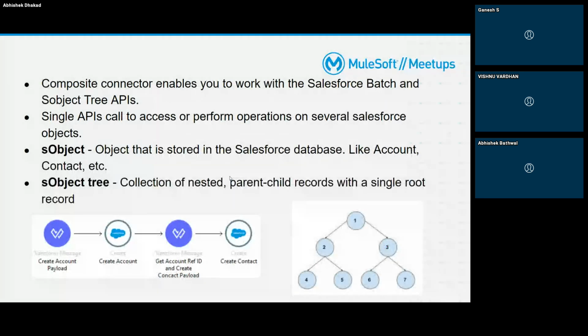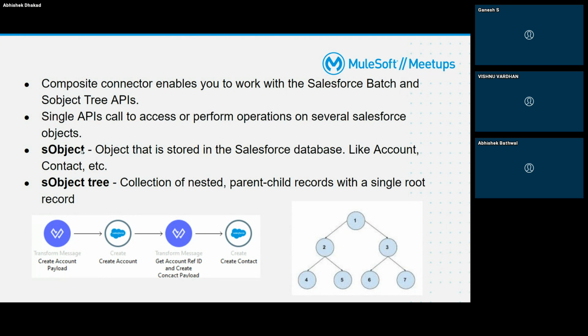So basically, what is Composite Connector? Composite Connector enables you to work with Salesforce batch and S Object tree. Basically, S Object is a Salesforce object, and a tree structure means we will have one parent node and then the child nodes, child objects. For example, account is a parent, then contact is associated with account. On the other side we can see opportunities and leads associated with it, so it forms the tree structure. So this is the S Object tree.